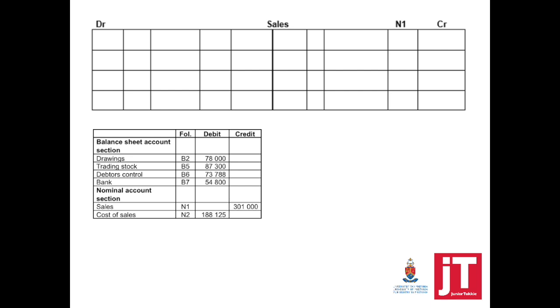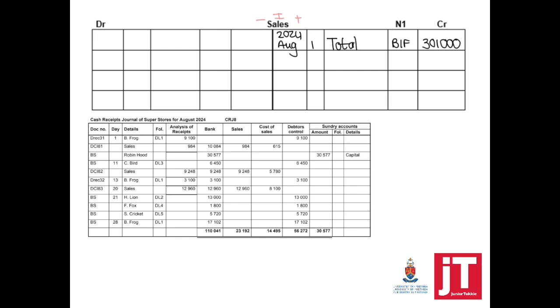Nominal account section, sales, it's an income. Now, please remember, nominal account section is total brought forward from the trial balance of the previous month, which will be my opening balance, the new month. From the cash receipts journal, sales will always be credited. Why? Bank would have been debited. Secondly, my income is going to increase because we sold goods for cash.